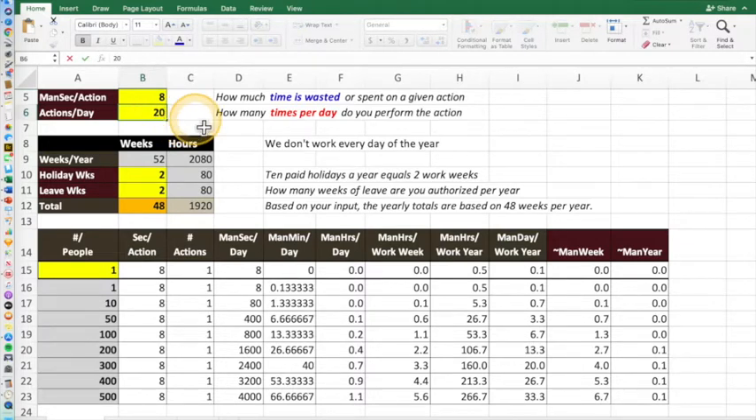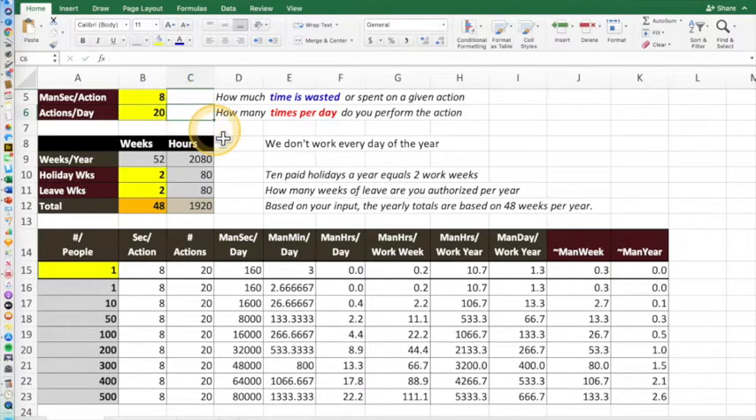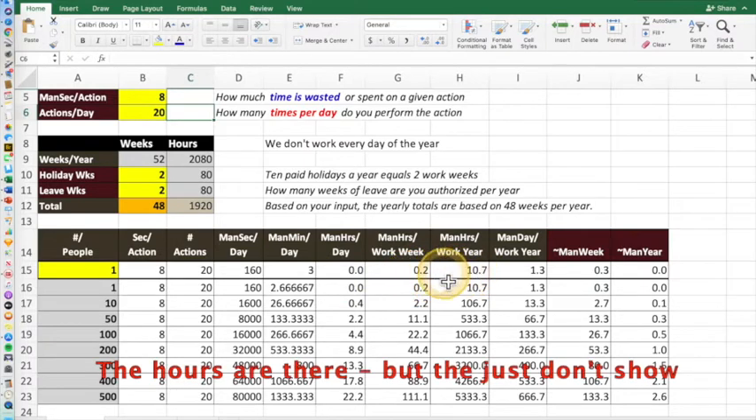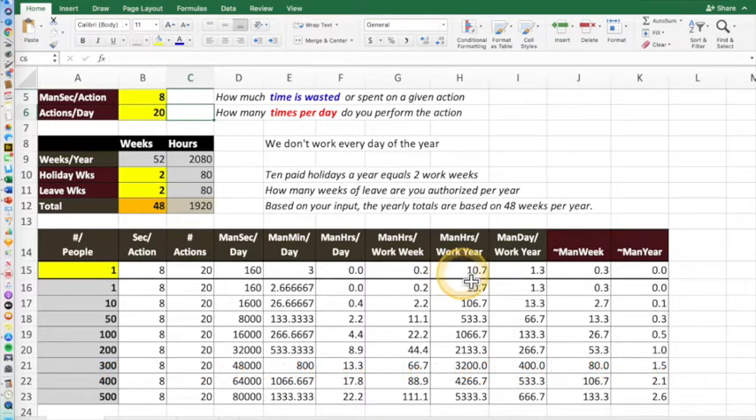Some people did it a lot more times a day, but it was still taking 8 seconds for everybody to do it every time they were working. So if you go through the table here, for one person, that's 160 man-seconds a day, which doesn't compute out to hours so much, but when you do the rest of the year, you're talking about 10 man-hours in a year, which is over a full day per year, just making that switch.